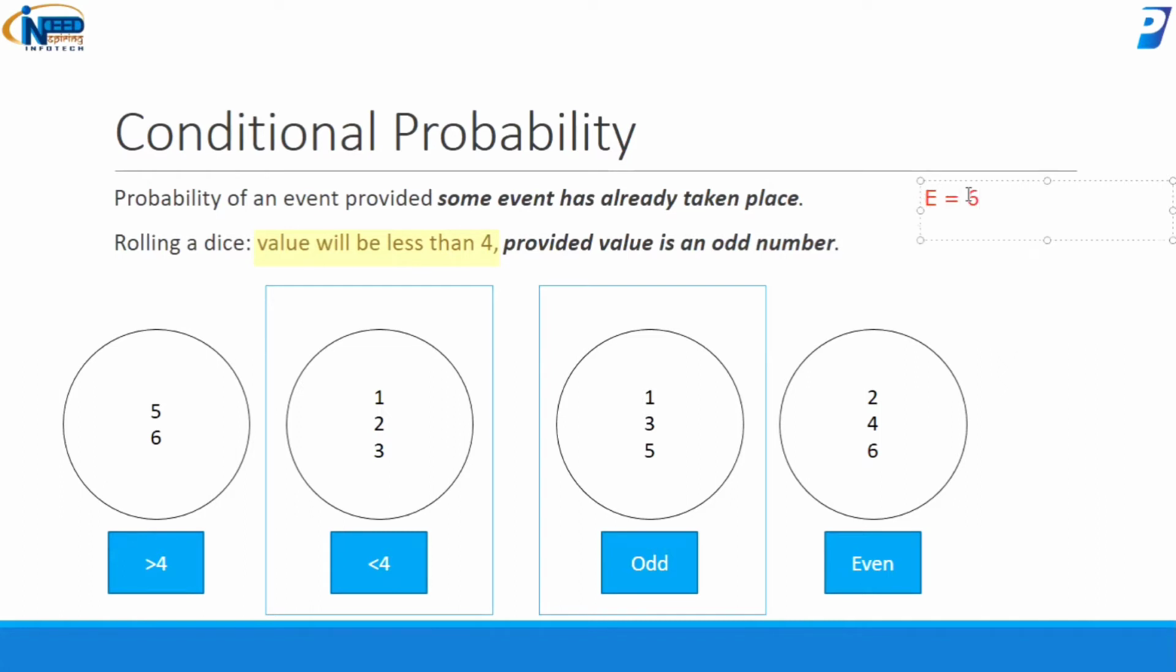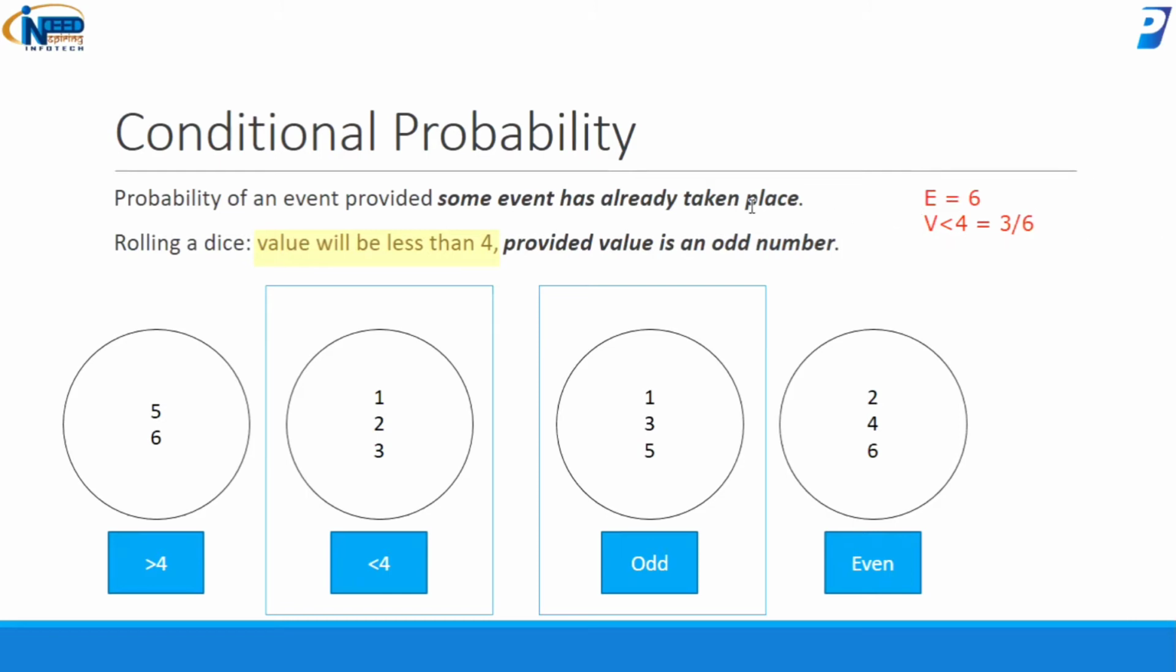Now, what is the probability that the value will be less than 4? This is something we want to know. The values less than 4 are 1, 2 and 3. So 3 by 6 would be the answer, right?